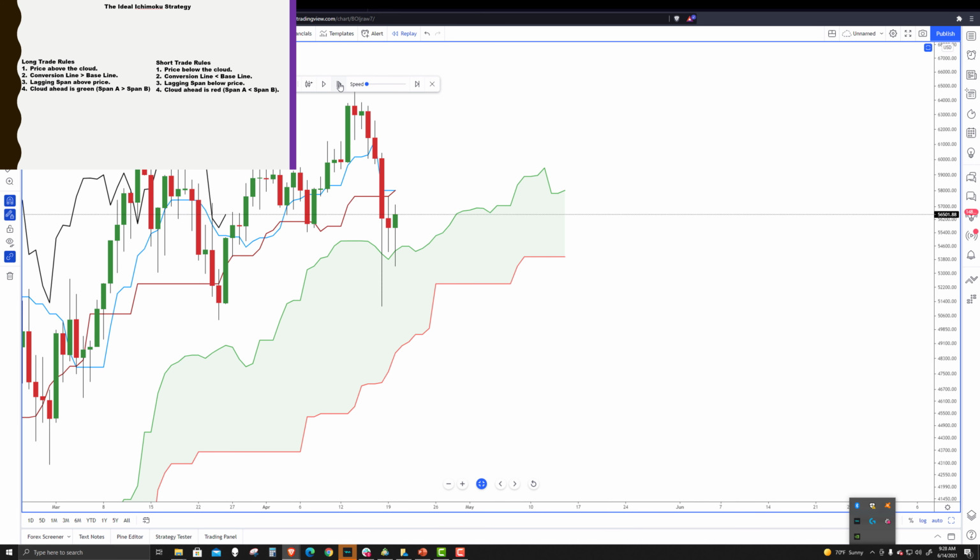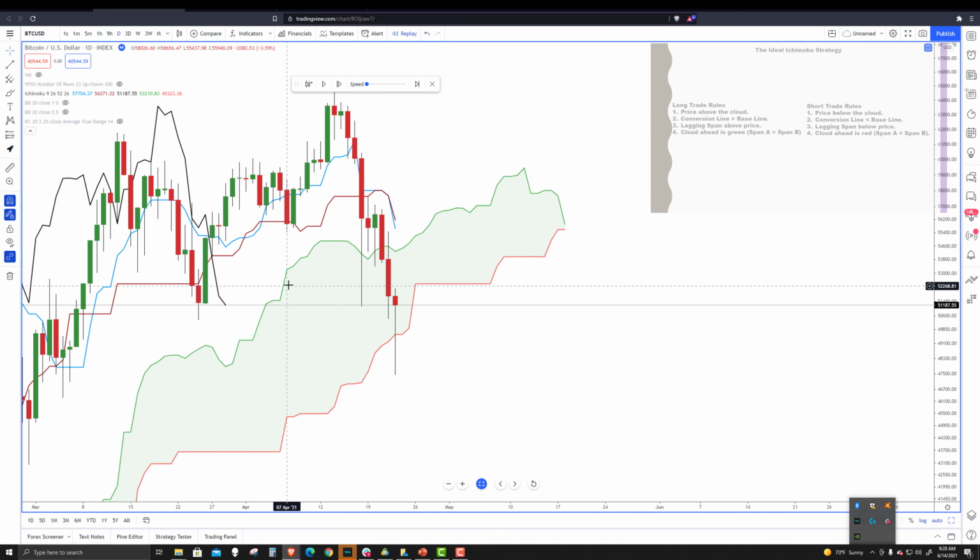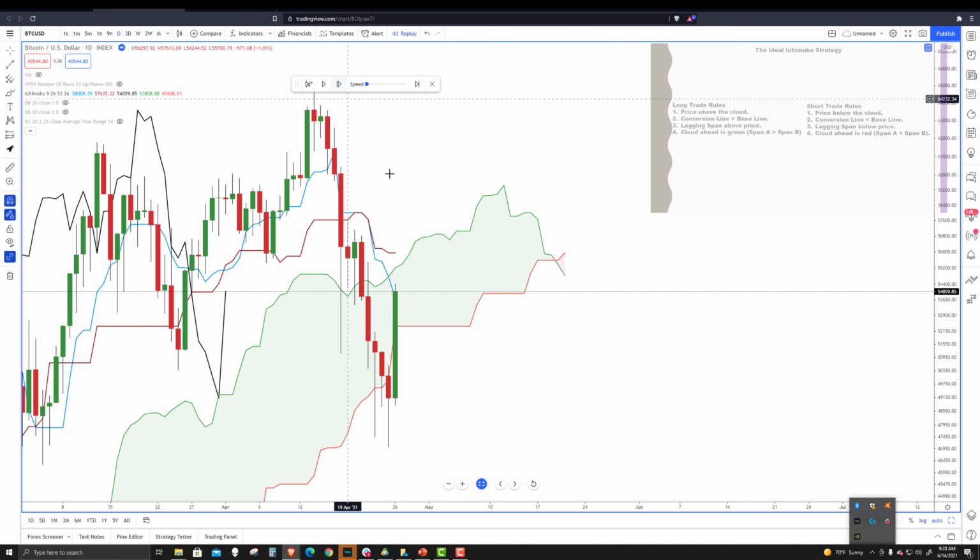We're doing Bitcoin again on the daily chart, and I see a lot of things here saying that we could eventually find a short opportunity, because the lagging span is below the cloud, price is about to go below the cloud, and the conversion line is below the baseline, but still we don't have that. See, look how the lagging span bounced right off of the top of the cloud. The cloud ahead is red, and so technically this is a short entry opportunity.